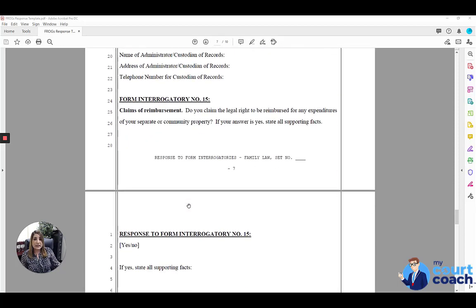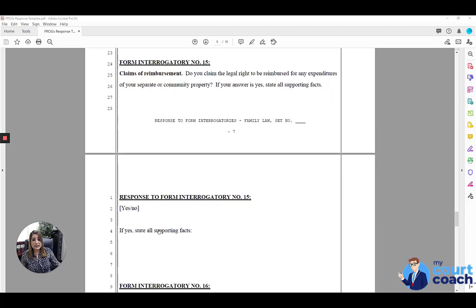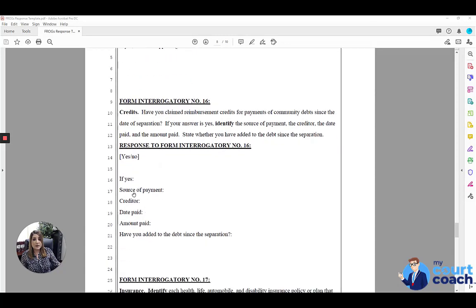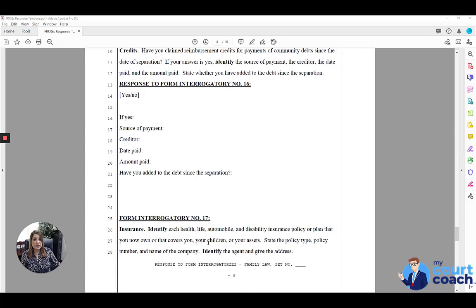Item 15, claims of reimbursement. If you're claiming the right to be reimbursed for any expenditures of your separate or community property, again, a yes or no question. If yes, provide the supporting facts in support of that contention. And then same with item 16, if you're asking for reimbursement credits for payments of community debts since date of separation, yes or no question. If so, then provide this information here, the source of payment, the creditor's name, the date paid, the amount paid, and whether you've added to the debt since the separation.